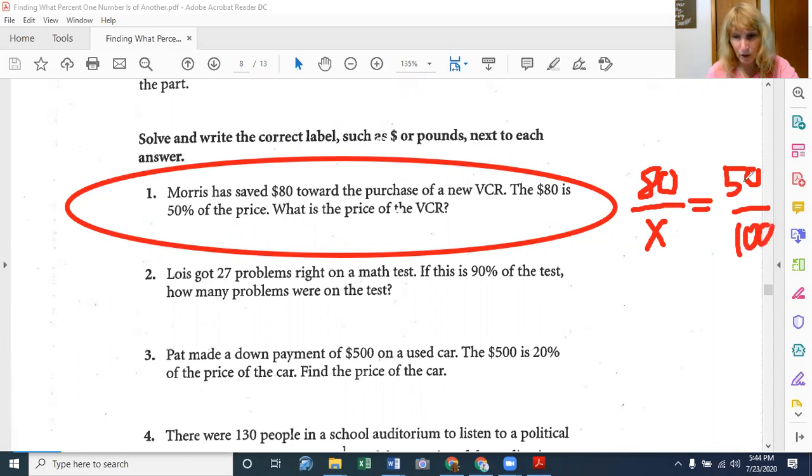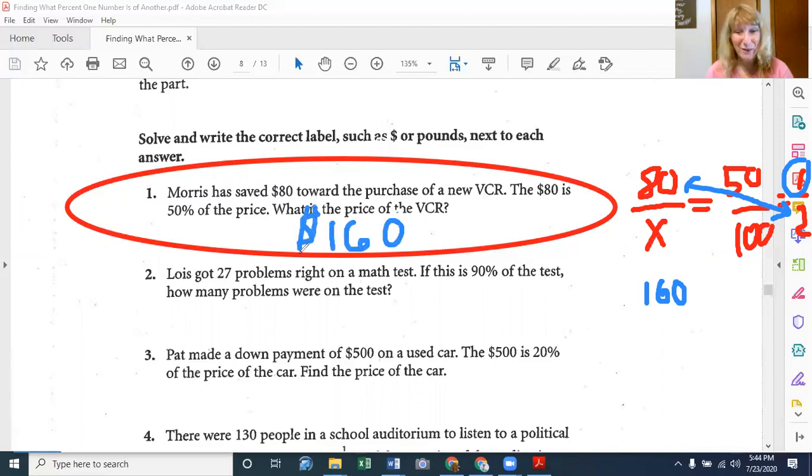Okay, and I'm going to reduce 50 over 100 down to 1/2. And now I can cross multiply and divide, or I can just say that if 80 is 1/2 of a number, we just have to double, right? Let's just do this. 80 times 2, 160, and divide by the number that's left, which is our 1, so 160. The price of the VCR is $160. Okay, so that's how those work.